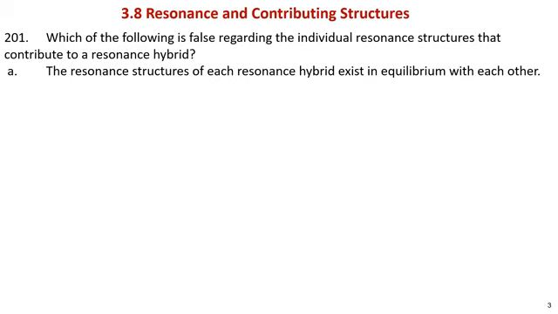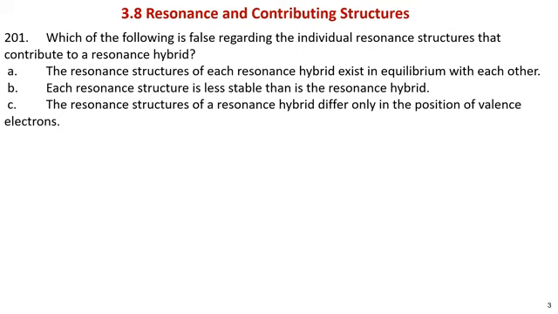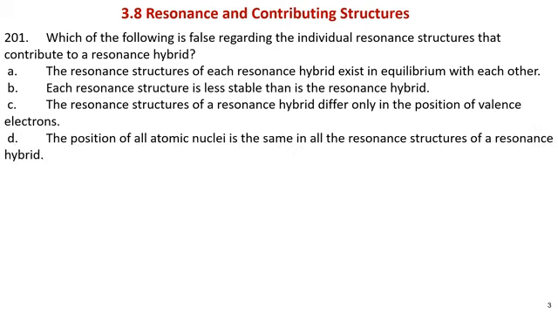properties. Each resonance structure is less stable than the resonance hybrid. Resonance structures of the resonance hybrid differ only in the position of valence electrons. The position of nuclei is the same. False. False is... the atomic nuclei are the same. Resonance structures differ only in the position of electrons. It looks like C. Each resonance structure is less stable than the hybrid, not necessary.